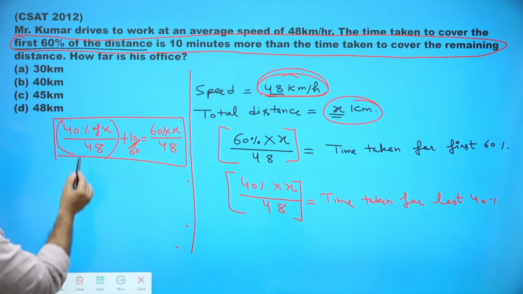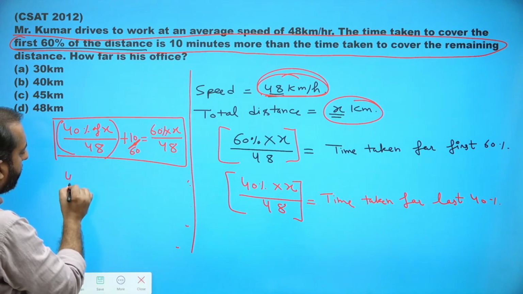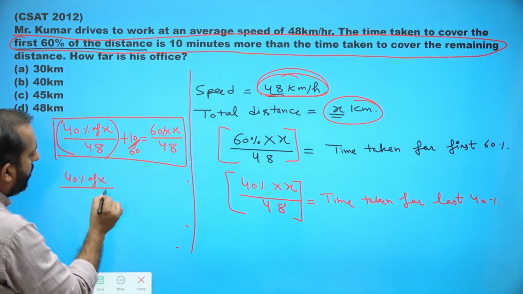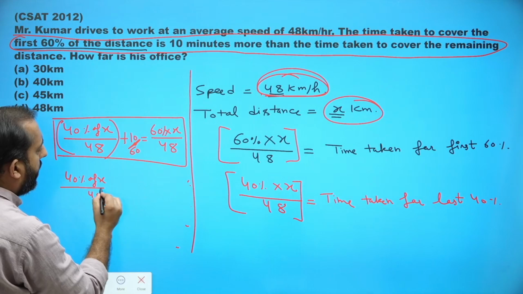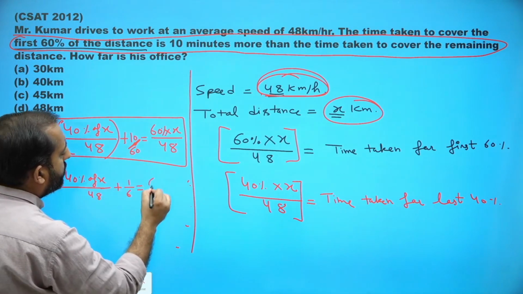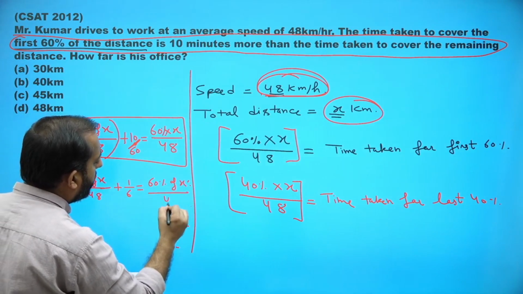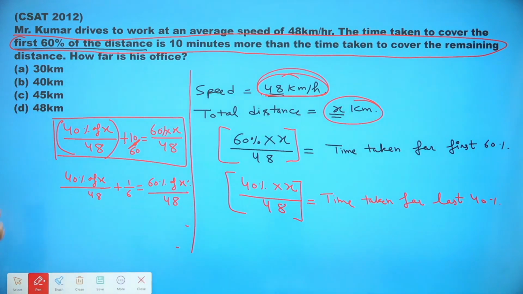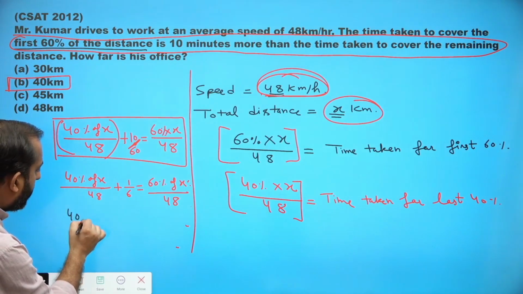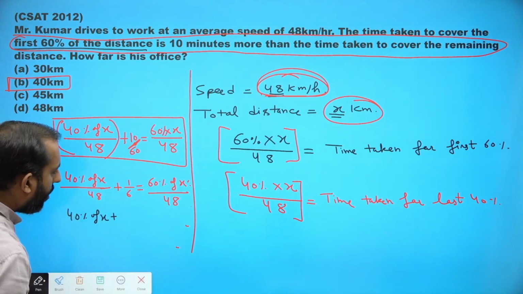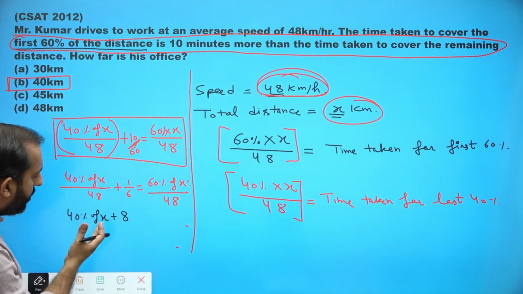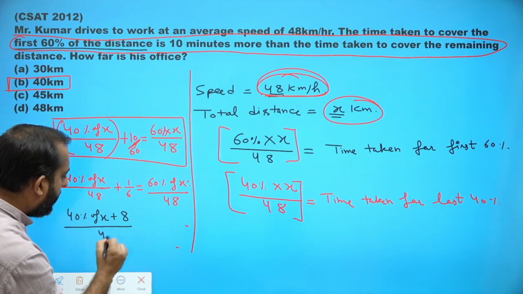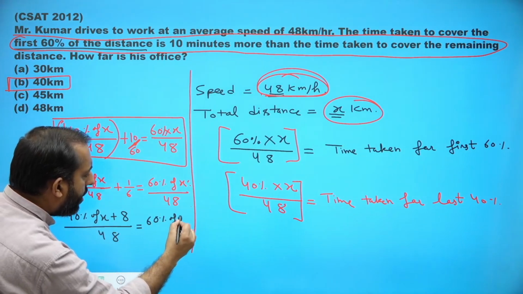Right? Now 40% of x, if you solve this now, 40% of x upon 48, and this becomes 1 by 6, equal to 60% of x upon 48. Now if you solve this, you will get option B as your answer. Value of x will be what? Option B here. Okay, let me solve this for you further. So it becomes 40% of x plus 8, upon 48, equal to 60% of x upon 48.